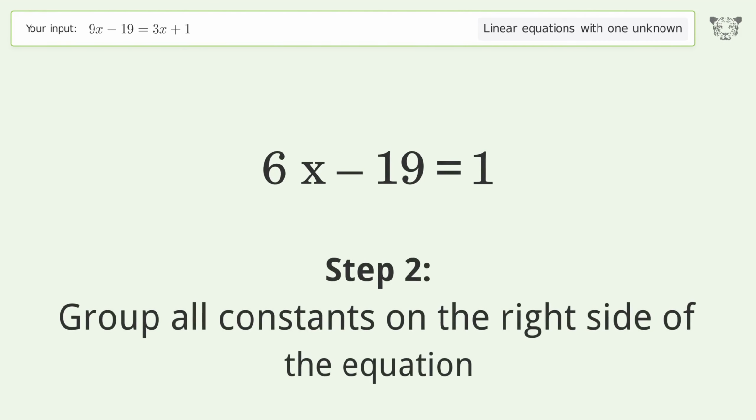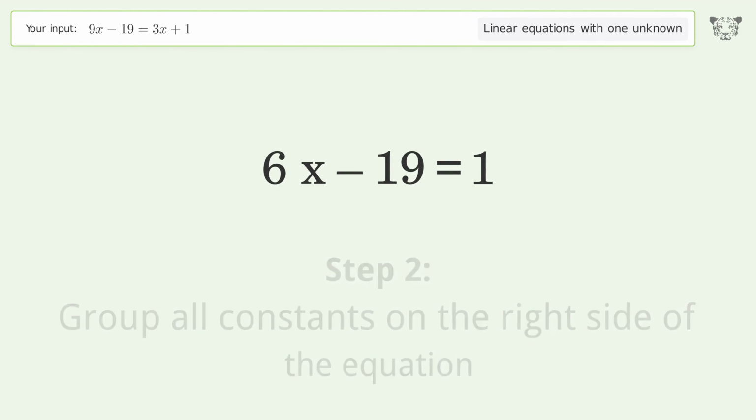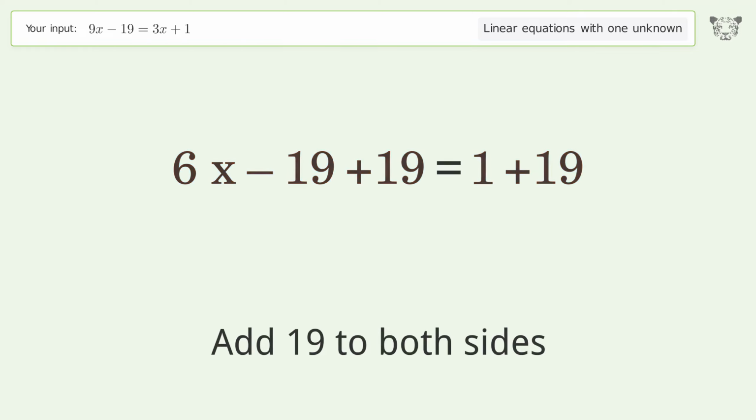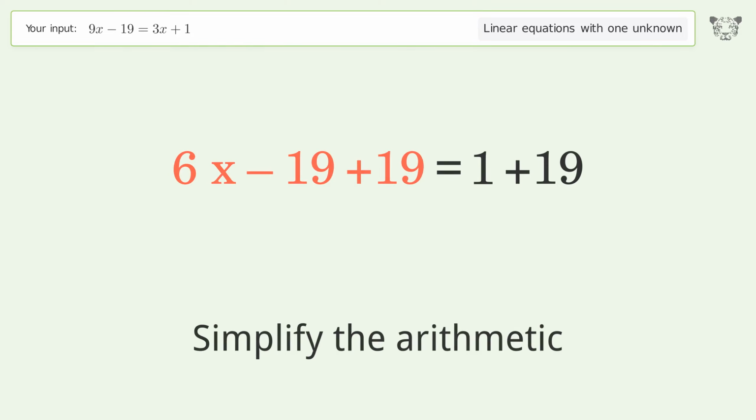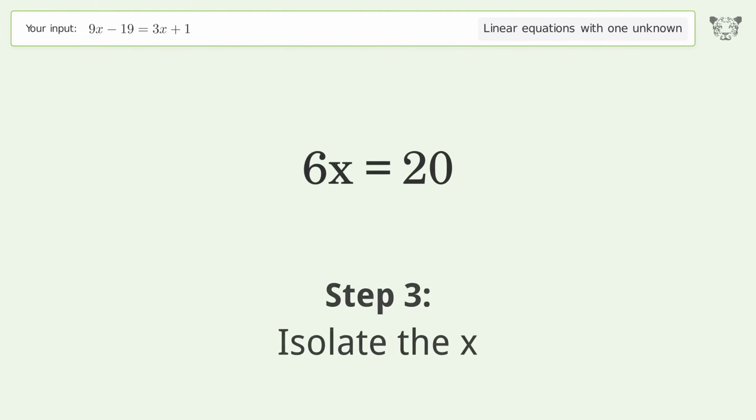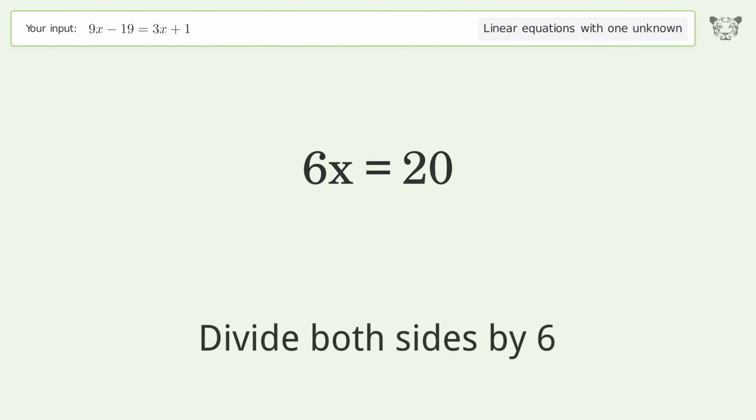Group all constants on the right side of the equation. Add 19 to both sides. Simplify the arithmetic. Isolate the x. Divide both sides by 6.